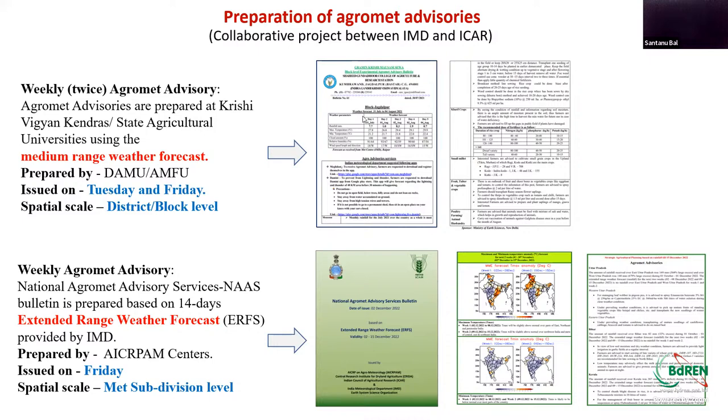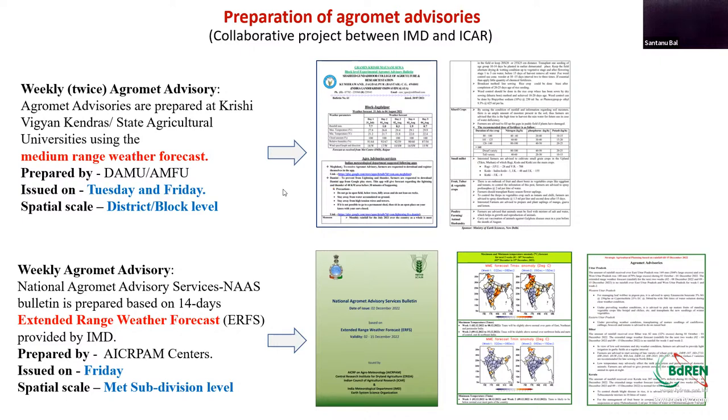And similarly, IMD and ICAR are also issuing weekly agromet advisories, which we basically do on Friday. In the case of the twice a week agro advisory, this is based on the medium range weather forecast. But this advisory is basically done on the basis of extended range weather forecast. We receive it from IMD, and all the 25 centers prepare these agromet advisories. This advisory is basically for policymakers, whereas this advisory is basically for the farmers.